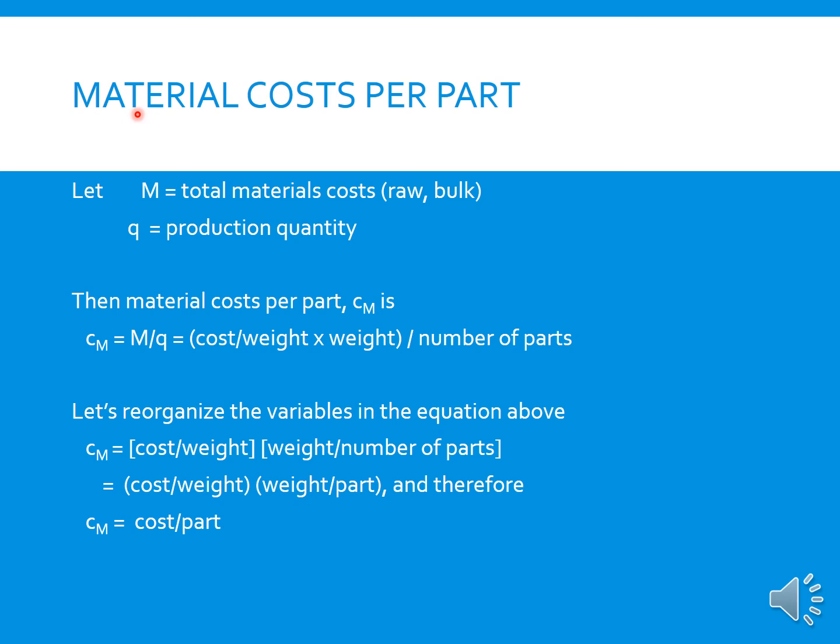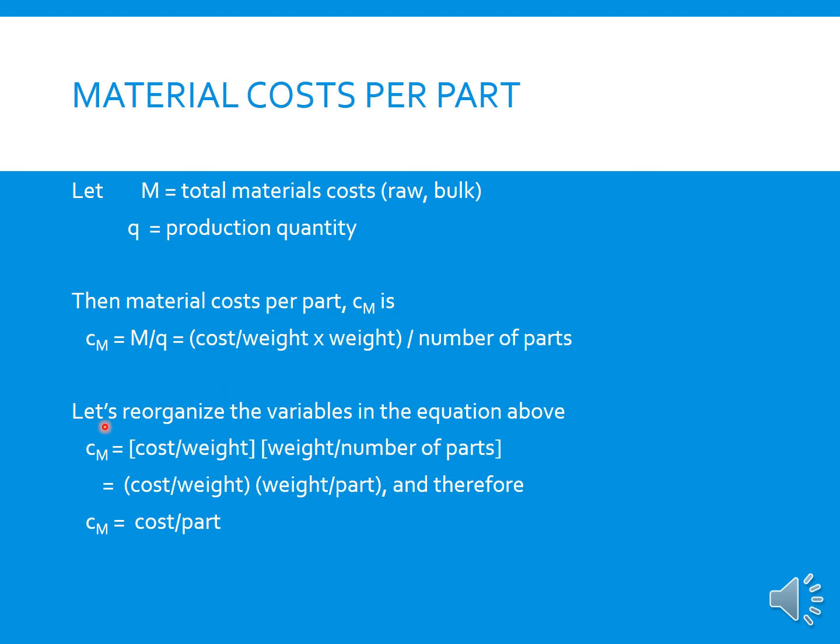Okay, material cost per part. How do we calculate? M is the total material cost. Q is the quantity, the production quantity. Then how do we get the material cost? Material cost CM is M divided by Q, material cost divided by quantity. Example, our material cost is 1000. We have only produced 1000 units. We get the material cost per part is only RM1.